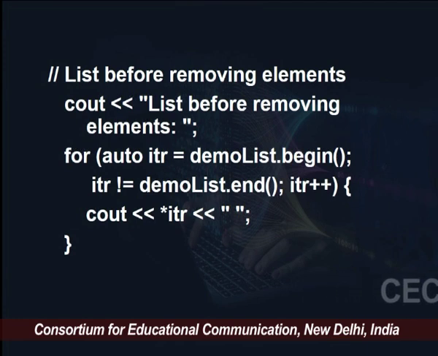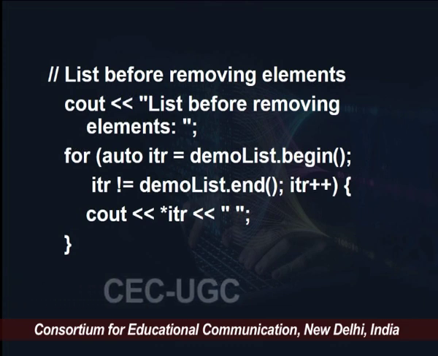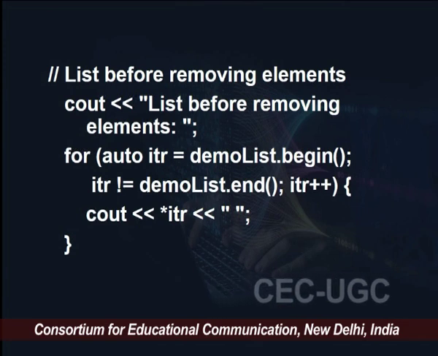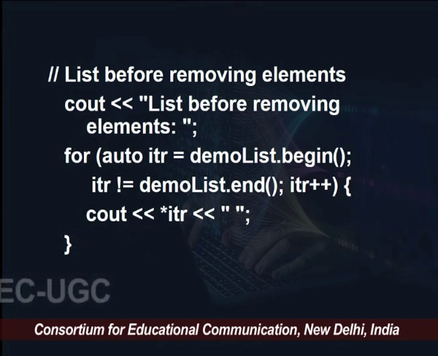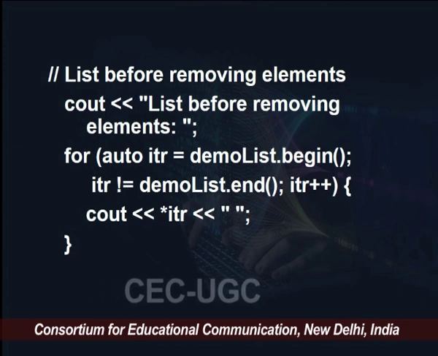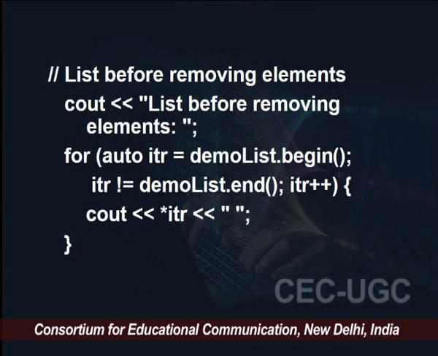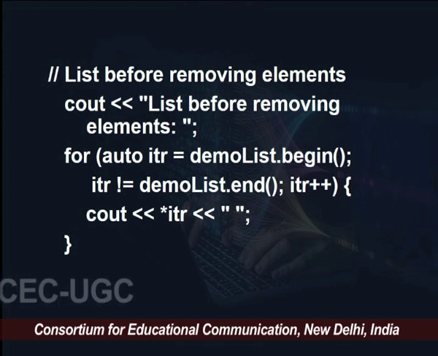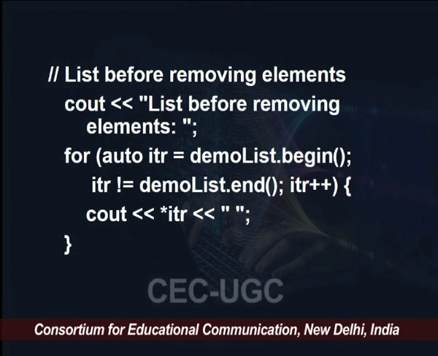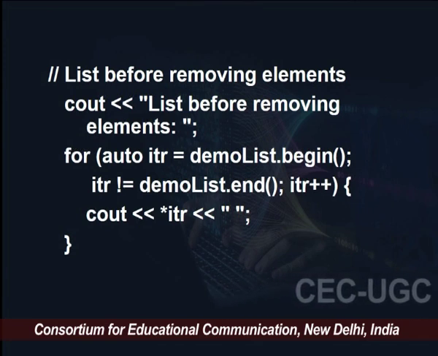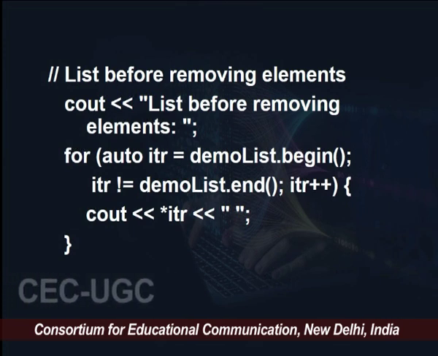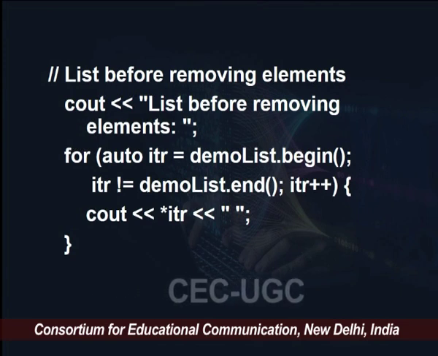So, with a proper message we are starting: auto itr = demo_list.begin(); that means we can read it out here. For itr = demo_list.begin(); itr != demo_list.end(); you need to increment this itr, and you need to print *itr. So, the list before removing the elements will be printed using this particular loop, and that is 10, 20, 20, 30, 40.